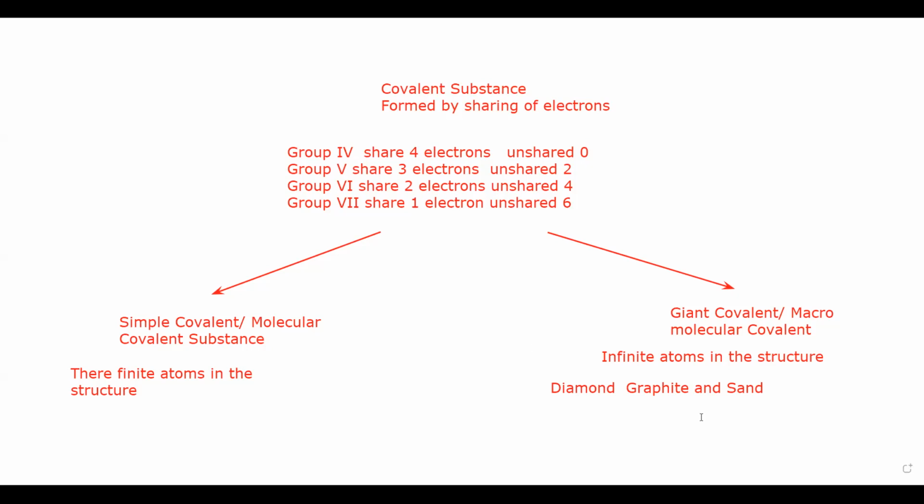So for example, if I draw a structure, I write H, O, and H. What kind of structure is this? Simple or macro? Macro means giant. What kind of structure is this, a simple covalent or a macromolecular? Because you can clearly see the number of atoms here, there is a finite, fixed number of atoms, 2 hydrogen and 1 oxygen. So we say this will be simple.